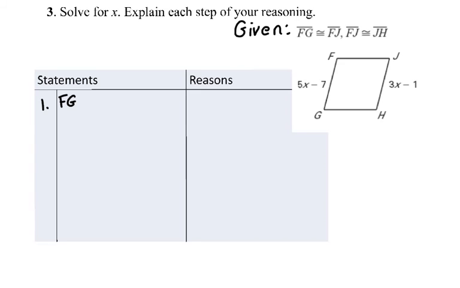So FG is congruent to FJ, and then FJ is congruent to JH. That is given.